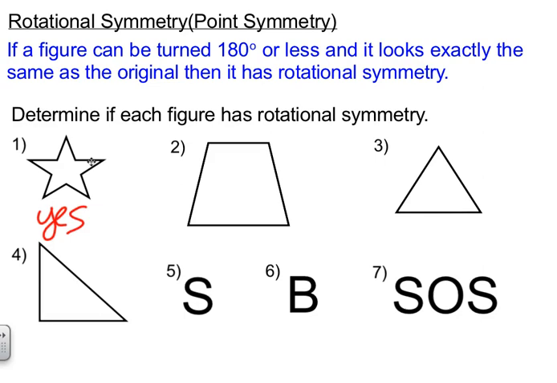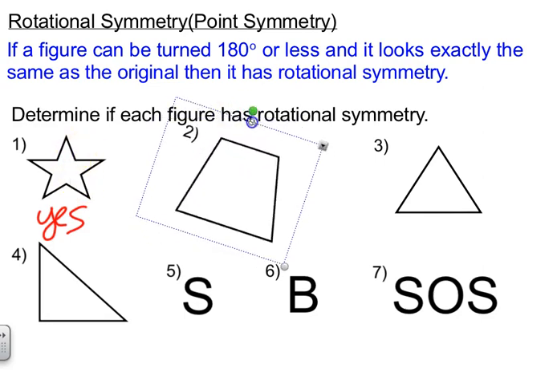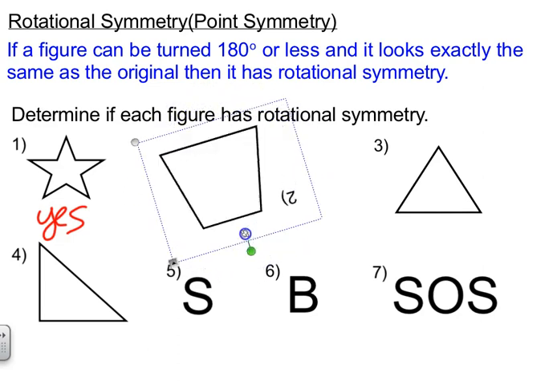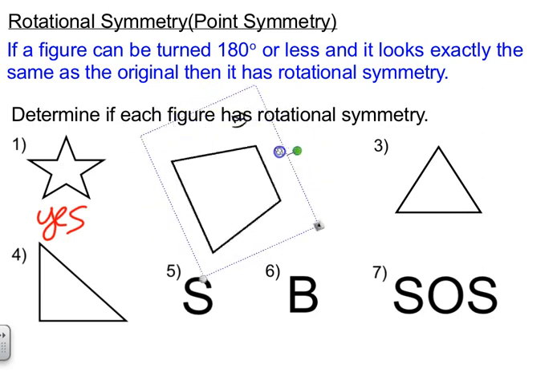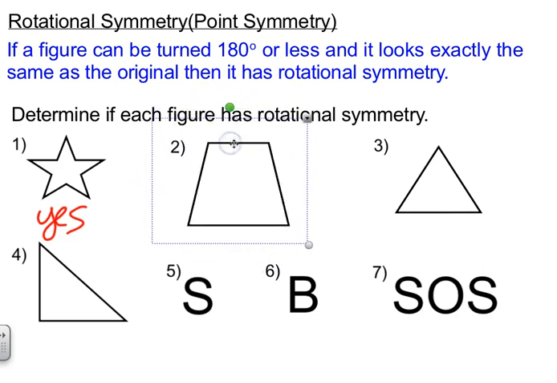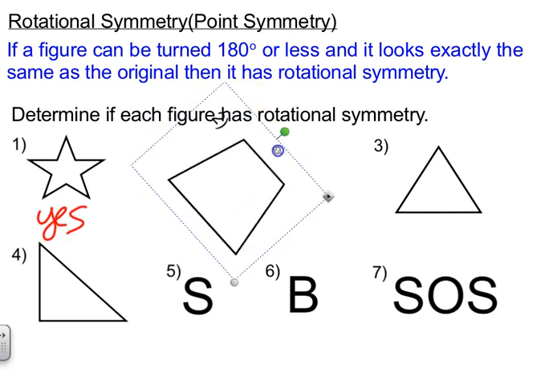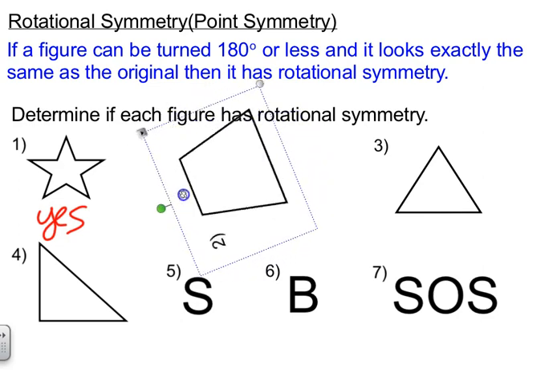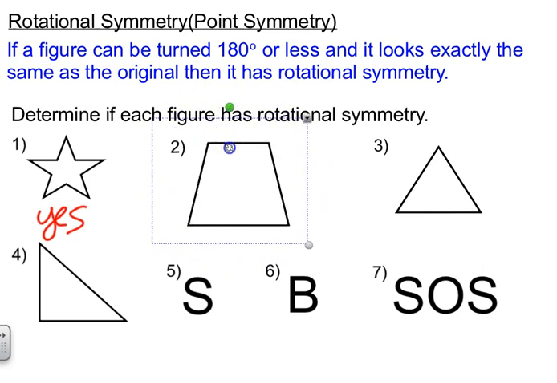Okay, on number 2, let's look at number 2. It still doesn't look the same, still doesn't look the same. So this trapezoid will never have a small base on top if I turn it any way besides 180. Obviously, if I go all the way around, it'll be 360, but it has to be less than that, so no.